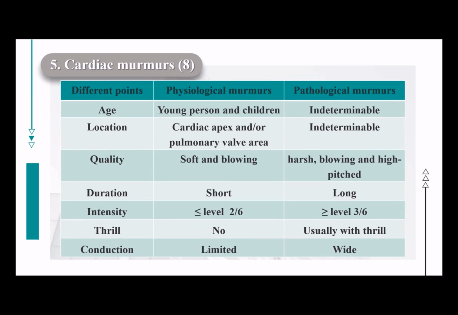Generally, murmurs can be classified as physiological murmurs and pathological murmurs according to the clinical significance. The table shows how to differentiate between physiological and pathological murmurs. Compared with the pathological murmurs, physiological murmurs are usually harmless. It is systolic, soft, blowing without a thrill.